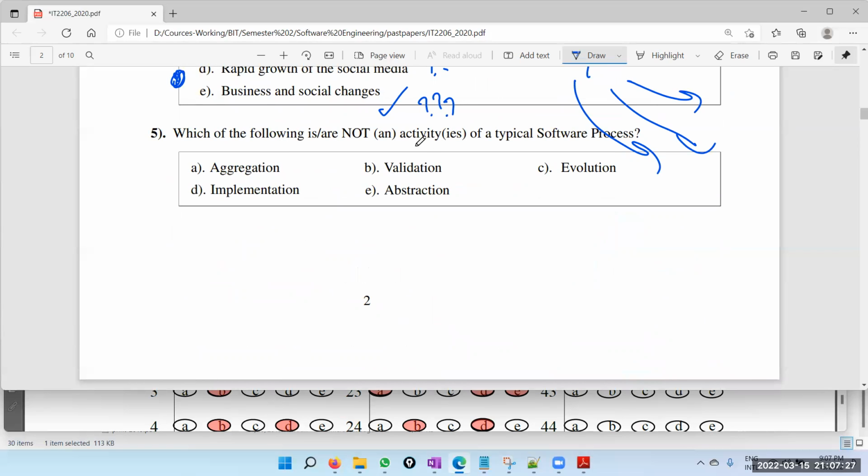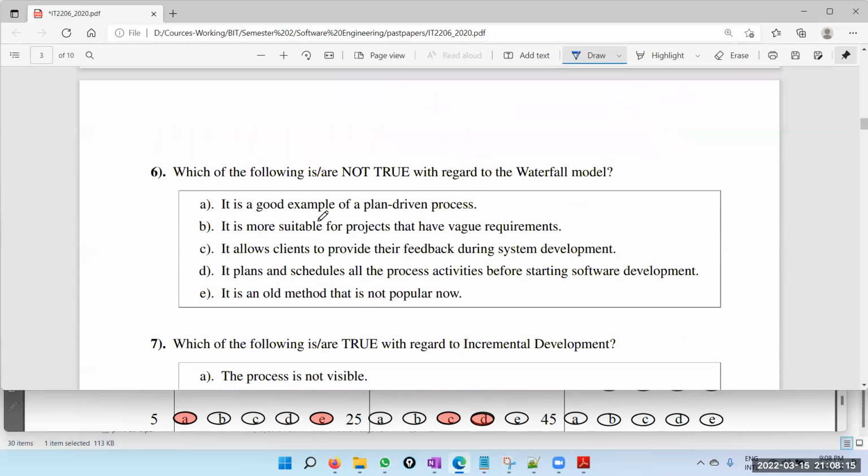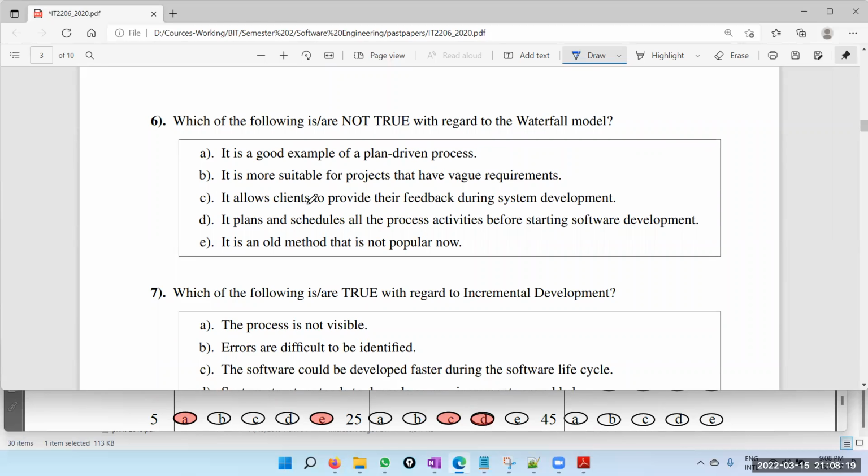Which of the following are not an activity or activities of a typical software process? Aggregation, activity. Validation. So validation is pretty much testing, right? We can take it as testing. Evolution, obviously. Implementation, obviously. Abstraction is not a software development activity, it is an object-oriented concept, right? Aggregation is also a concept in the relationship between classes. So we'll take A and E, because the others are stages or activities, right? A and E. A and E. 6. Which of the following is/are not true with regard to the waterfall model?